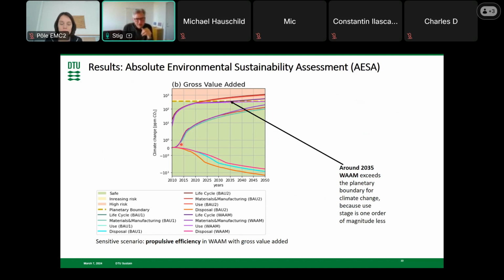We also see still that the manufacturing and materials would not transgress the planetary boundaries, and that we will have kind of a negative contribution by the disposal stage, so the recycling will actually contribute to less impact on the climate change. So I think this was the overall presentation that I had.